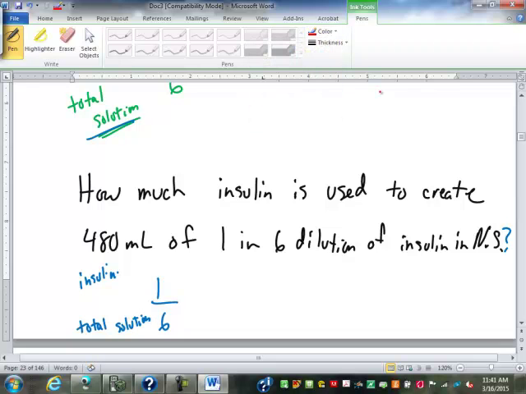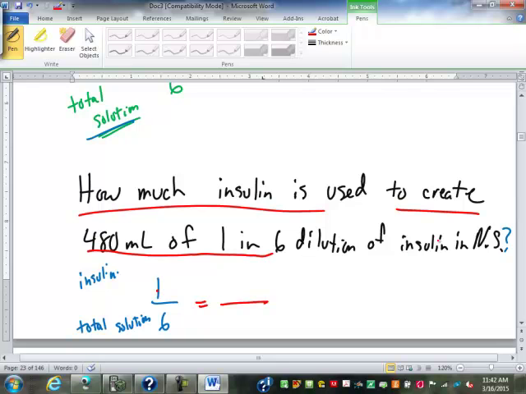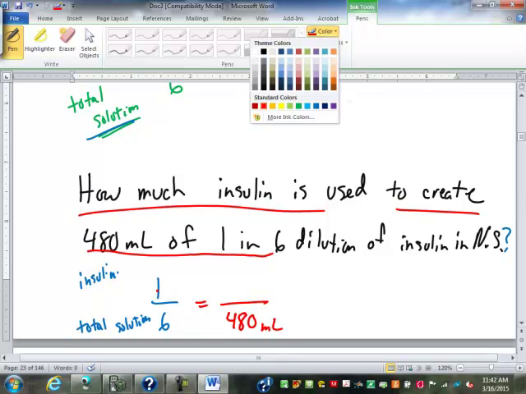So as we look at this, we have to ask ourselves, do we have the number that represents one of those? Well, the number we're asked to find is how much insulin. So that would be the top number that we're asked to find. Do we know the total solution? Well, yeah, create 480 milliliters of that dilution. That would be the total solution. So there's 480 milliliters of total solution.